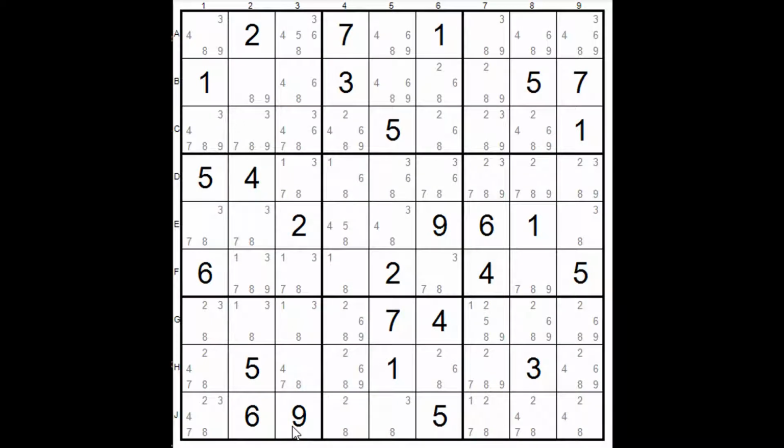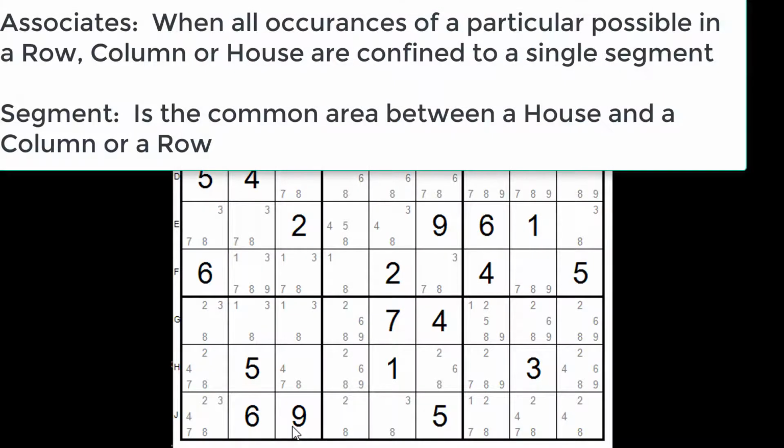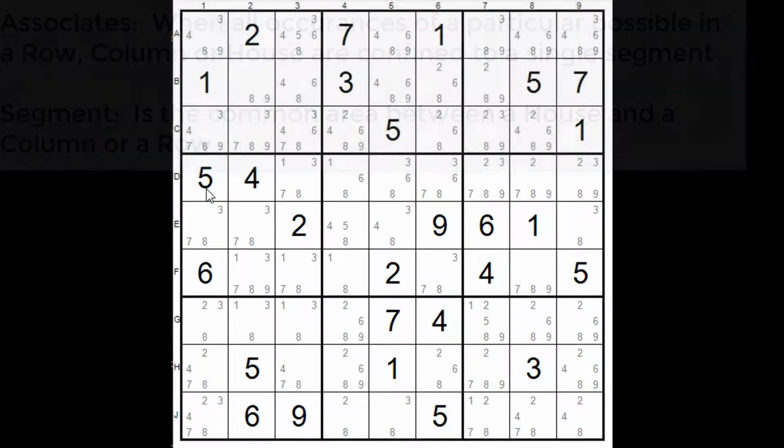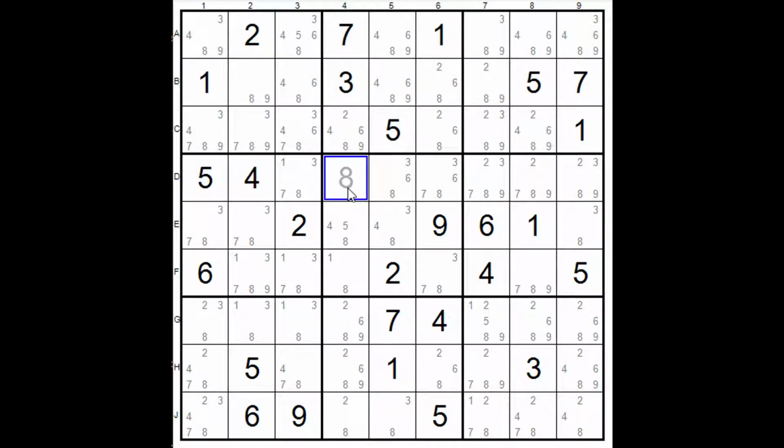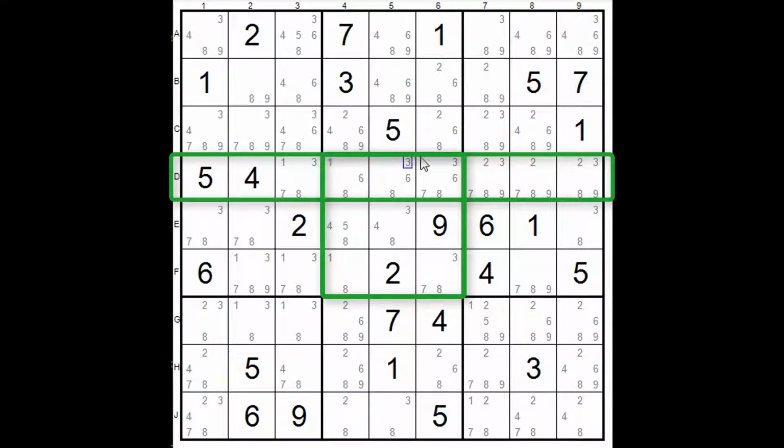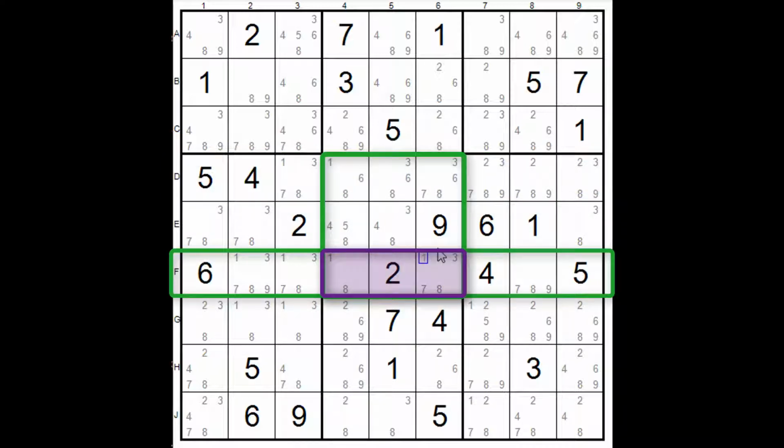Okay, moving on quickly. In this video, we're going to look at associates. Associates are when all occurrences of a particular possible in a row, column, or house are confined to a single segment. And that begs the question, well, what's a segment? A segment is basically where a row and a house intersect. So if we look here at row D and house 5, the intersection is these three cells. Or if it was row F, the intersection would be here.